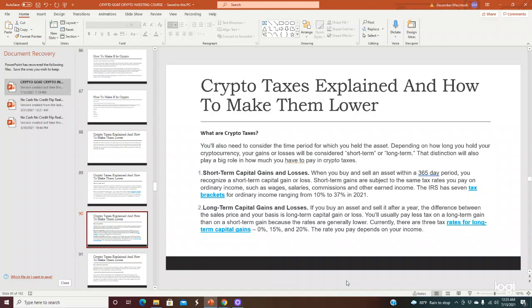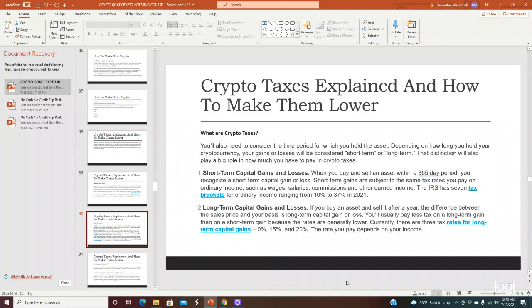So you'll also need to consider the time period for which you held the asset. Depending on how long you hold your cryptocurrency, your gains or losses will be considered short-term or long-term. That distinction will also play a big role in how much you have to pay in crypto taxes.